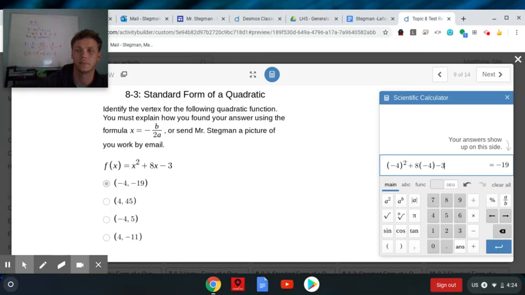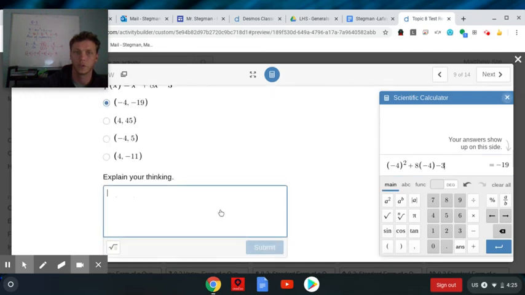Now, once again, it's enough to be able to do that. But this one says you must explain how you found your answer using the formula x equals negative b over 2a, or send a picture of your work demonstrating this to me by email. So you can write it out on a sheet of paper, snap a picture, send an email. But either way, you're going to have to explain your reasoning.